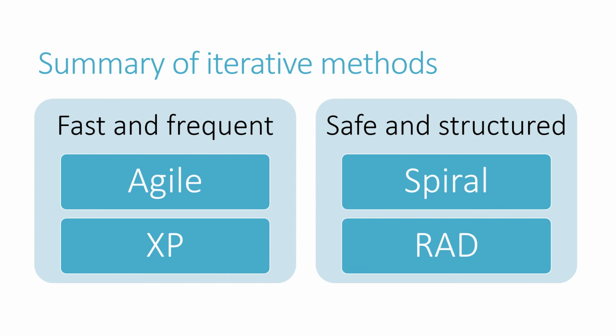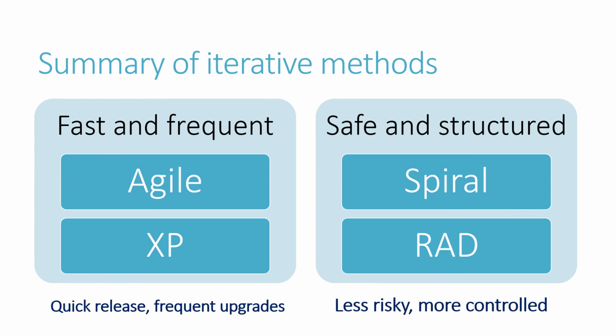There are 4 iterative methods that we're going to look at. Agile and XP are usually used for very fast and frequent updates, and Spiral and RAD are more structured methods. I'll go through them in more detail in further lessons. So we choose a method based on whether we want frequent updates or a less risky, more controlled process.